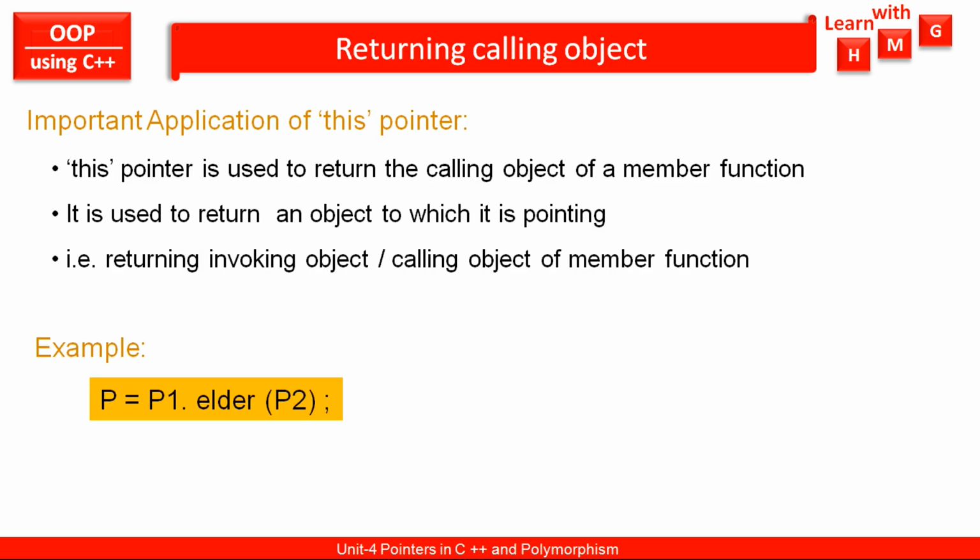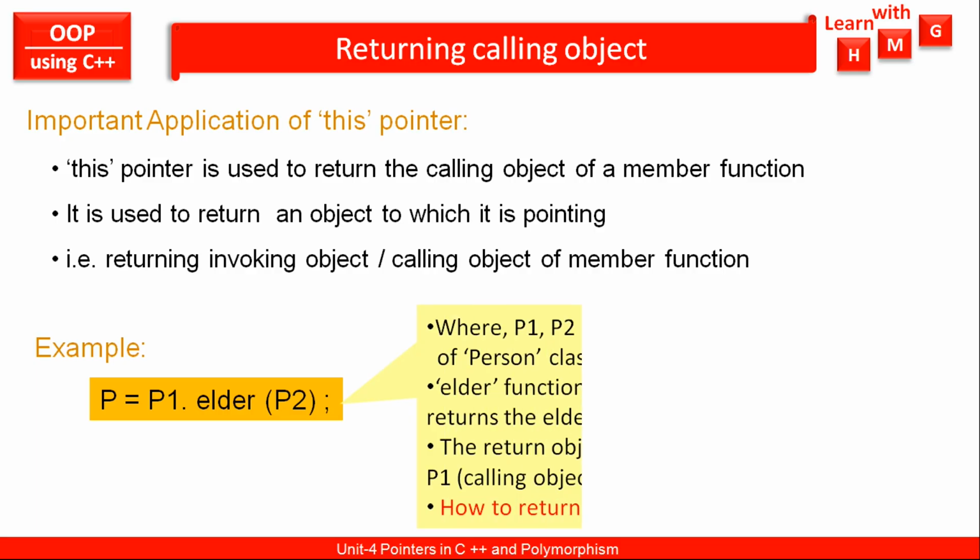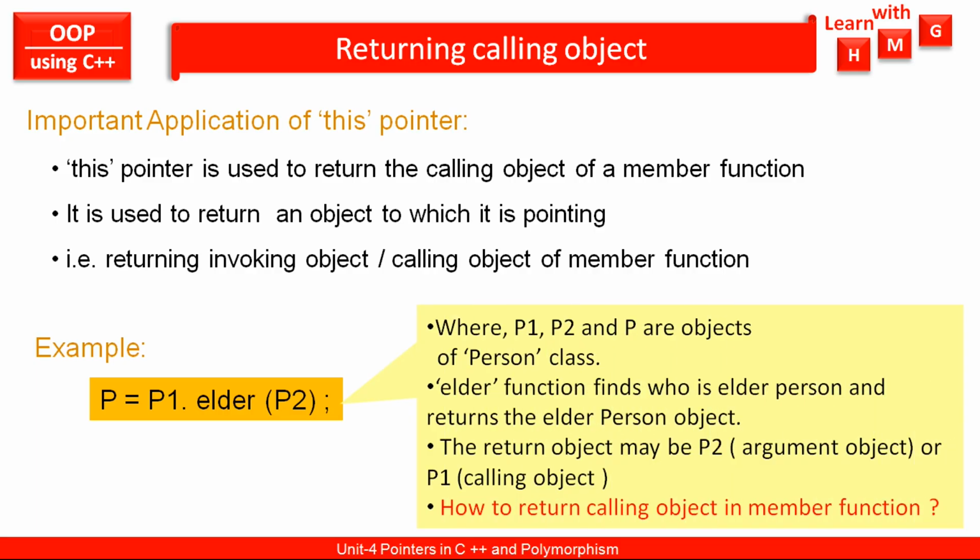Here P is equal to P1 dot elder of P2. This is the example of a member function call. In this member function call, P1, P2 and P are the objects of the person class. All three are objects of the person class. Elder is the function name which finds who is the elder person and returns the elder person object.